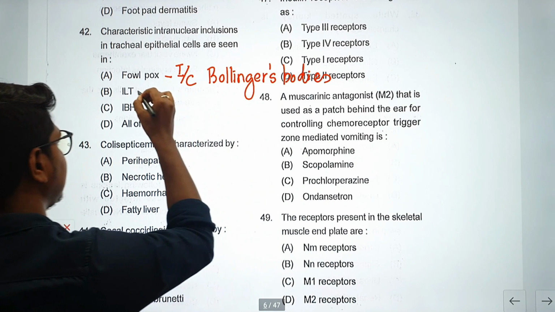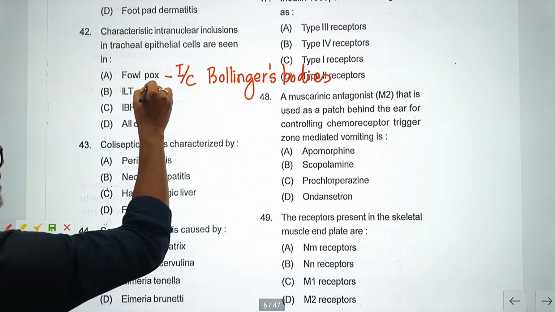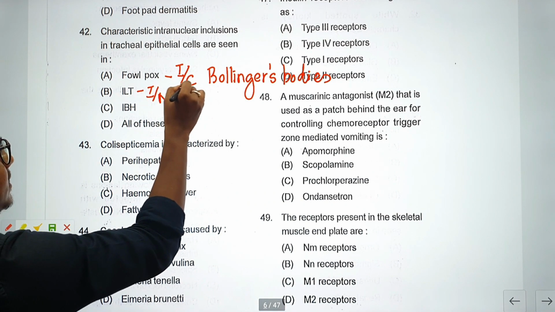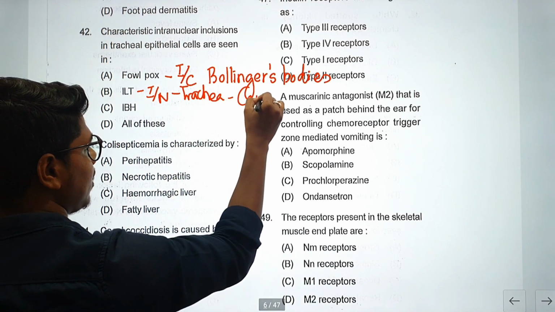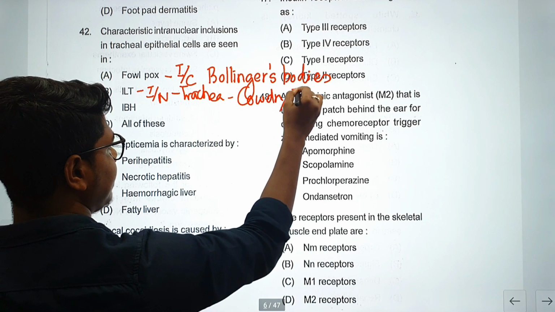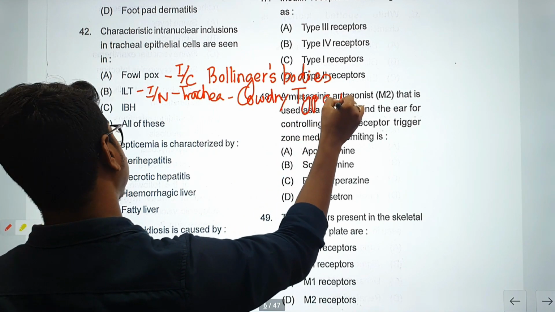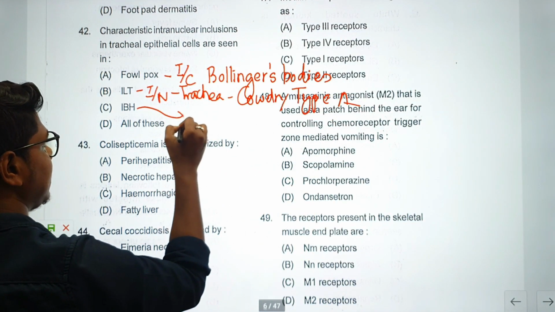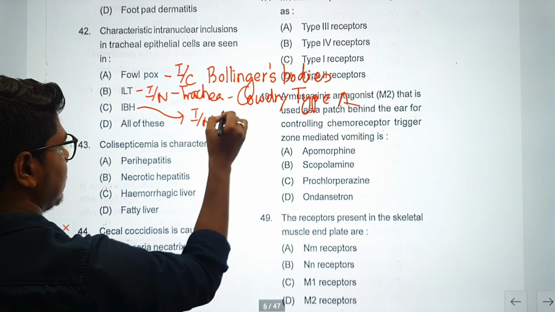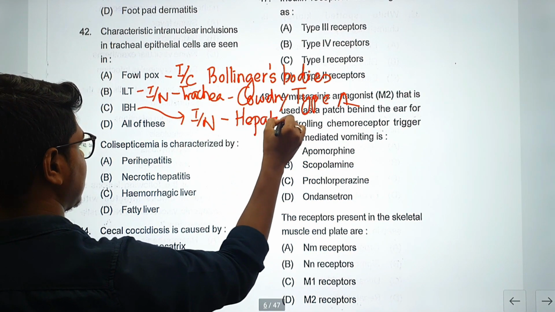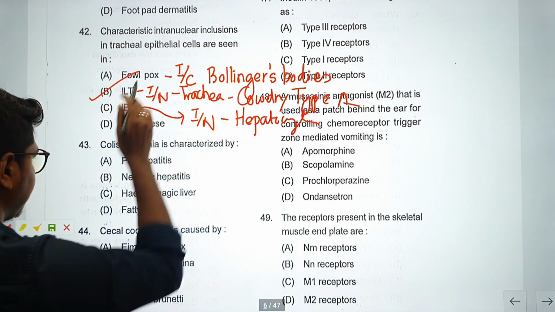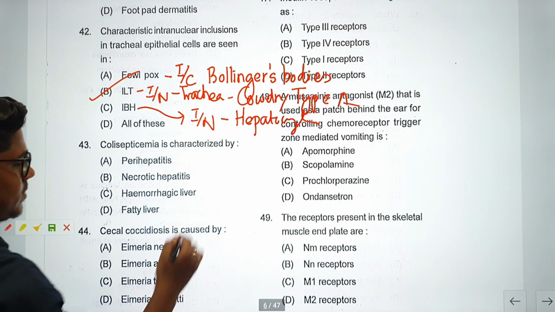Okay, ILT, infectious laryngotracheitis, is basically intranuclear and you will find it in the cells of trachea. The body is Cowdry type A. This is hepatitis, intranuclear bodies in hepatocytes. Answer is ILT.